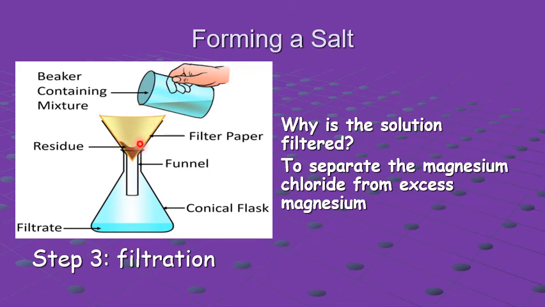Inside of your funnel, and then you are going to have your beaker with your mixture, and you're going to be pouring it in. When you pour it in, the solid will be collected as a residue, and then the liquid will be collected in the conical flask as a filtrate. That is it.